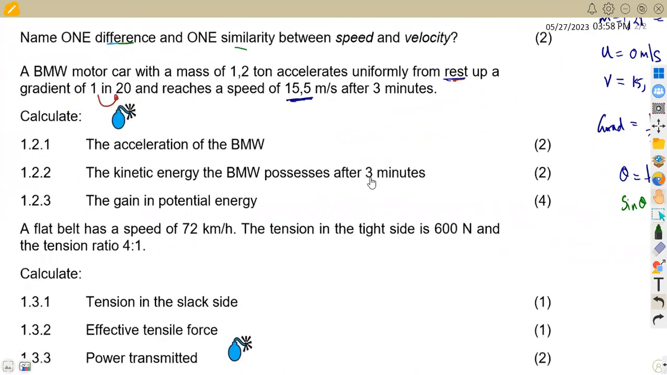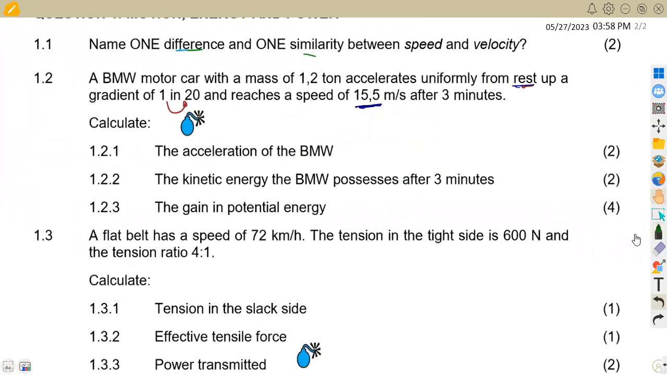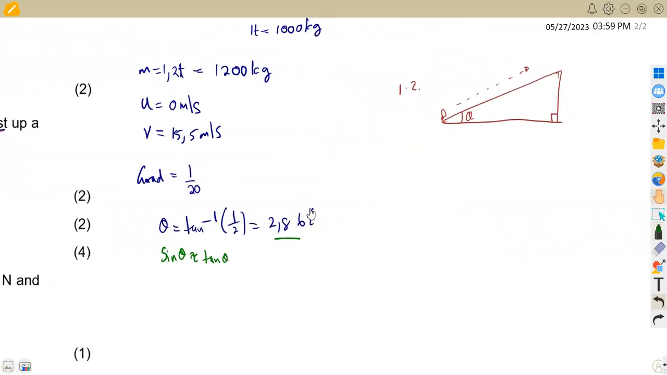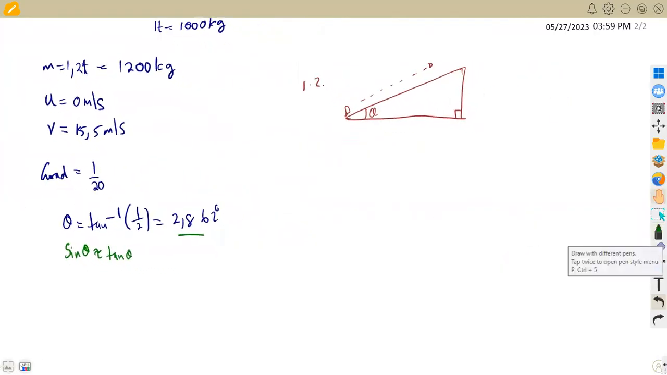Then the other part of the information is the time frame of this movement from rest up to the final speed. It was in 3 minutes. We are supposed to have our time in seconds, so 3 minutes converted to seconds. That is, you multiply by 60.